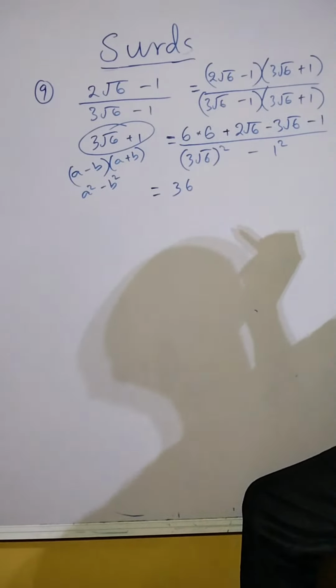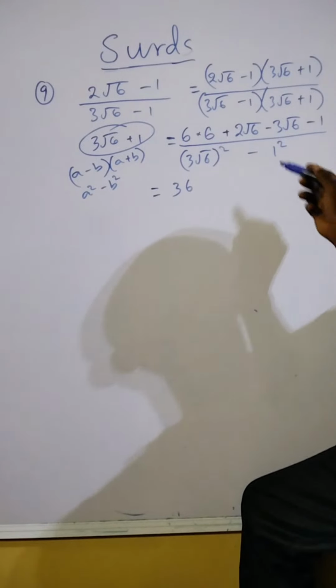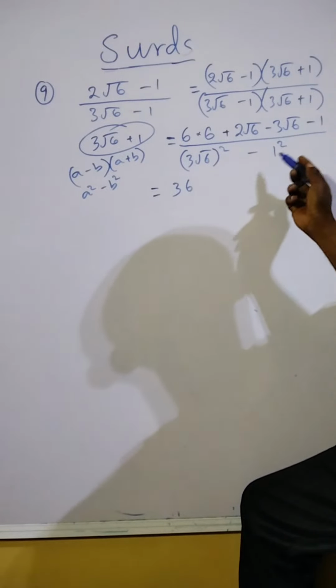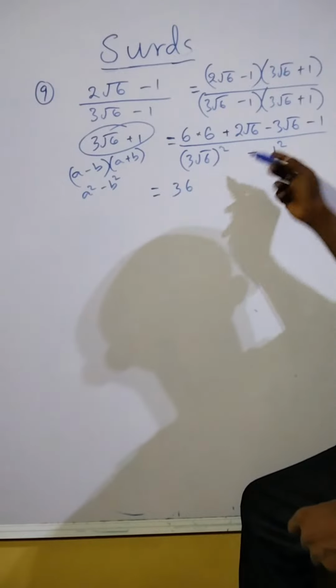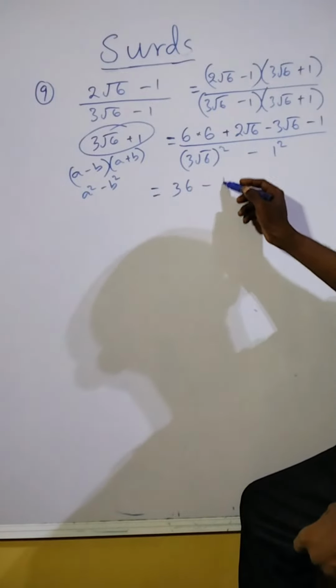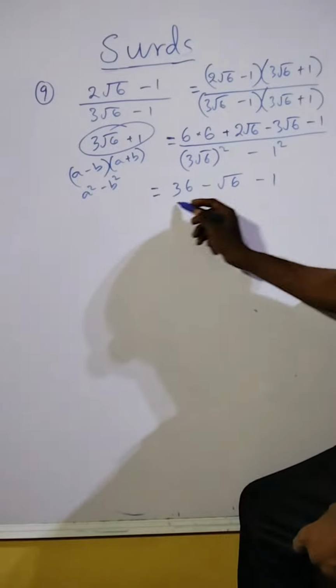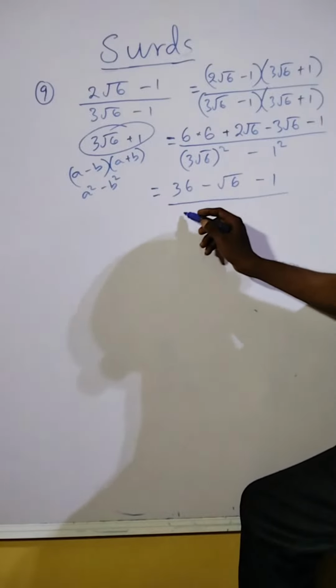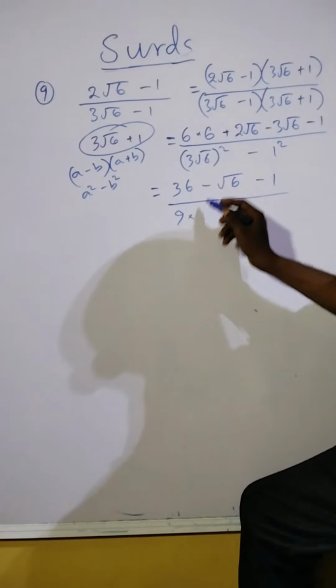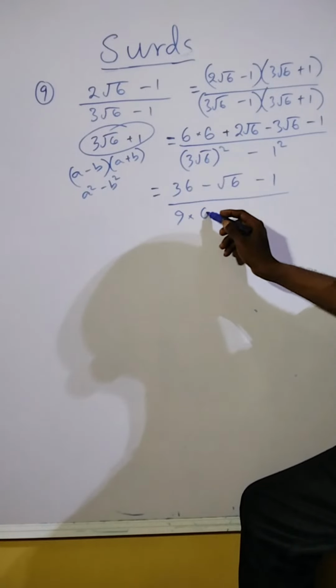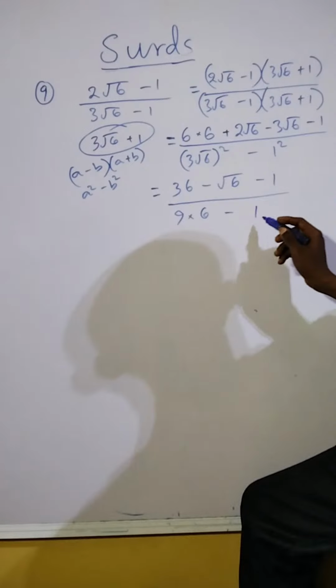Then here there's also something similar. Here is root 6, root 6. They are similar, so we have 2 minus 3, that's minus 1 root 6, which is minus root 6. Then minus 1 over this square will affect 3. 3 square is 9. Then times root 6 square, that's 6. Then minus 1 square is 1.